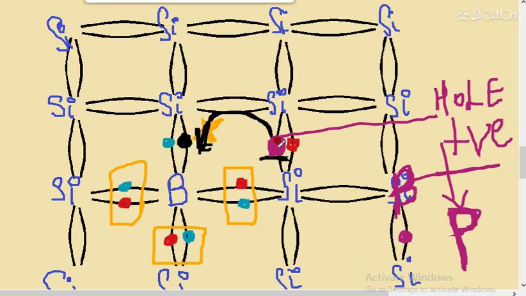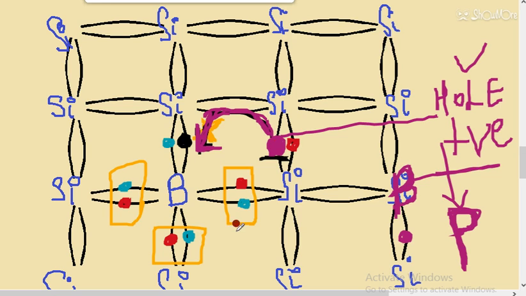One electron from the silicon's covalent bond moves to the nearby empty place, and then a hole is created. This is the procedure for p-type semiconductor that I have explained. So बॉन्ड यहाँ पे भी ब्रेक होंगे, बट यहाँ पे क्या होगा, होल्स क्रिएट होंगी. So now I hope the diagram is clear.